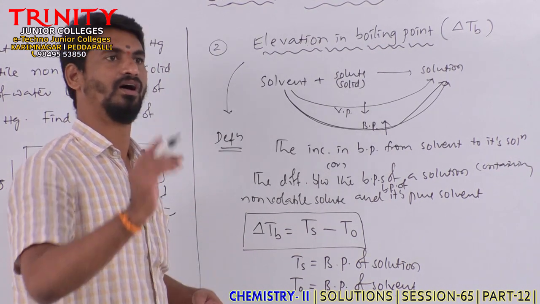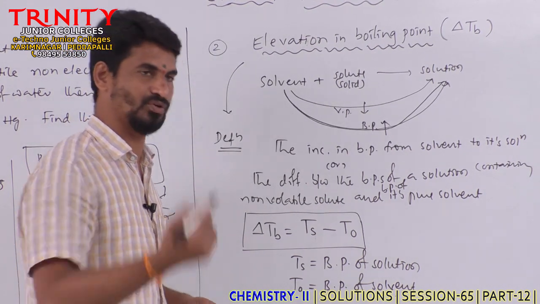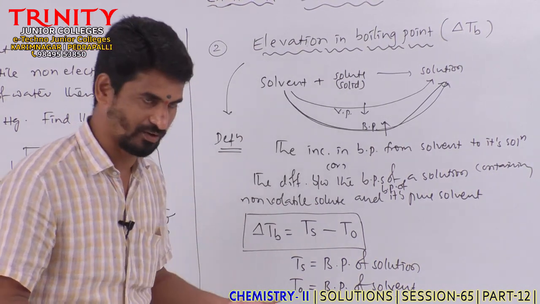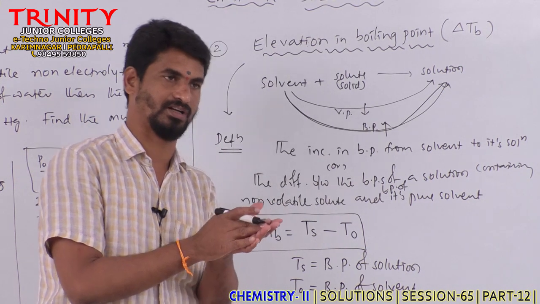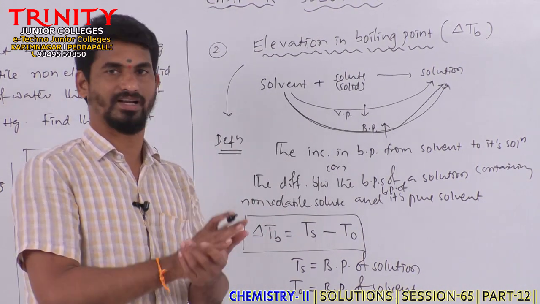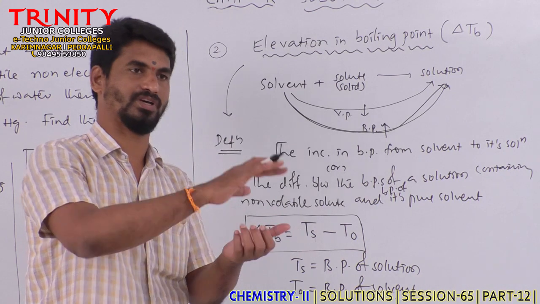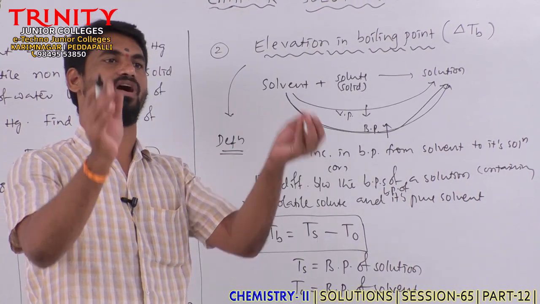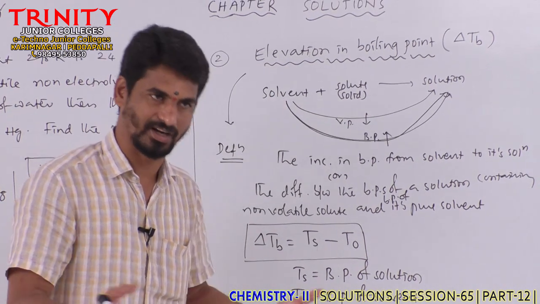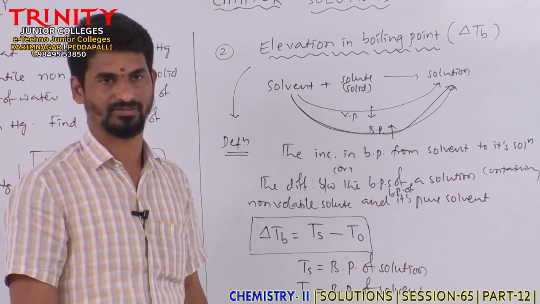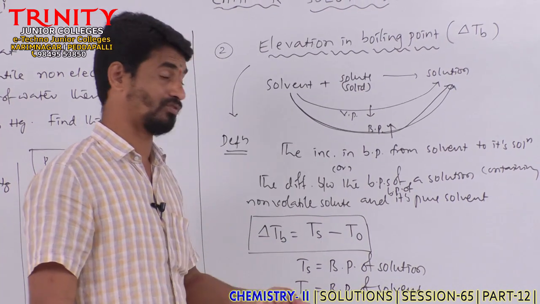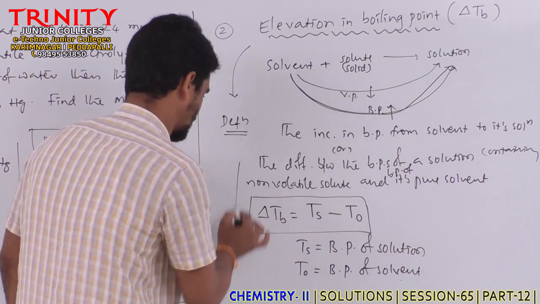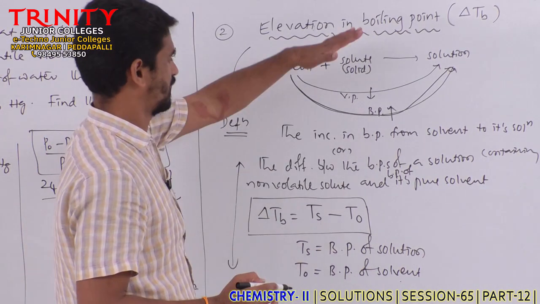Suppose we take aqueous solutions, the boiling points of all aqueous solutions will be greater than 100 degrees Celsius. Why? Because in an aqueous solution, the solvent is water. Water's boiling point is 100 degrees Celsius. Compared to the boiling point of the solvent, the boiling point of the solution is always more. So the boiling points of all aqueous solutions are greater than 100 degrees Celsius or 373 kelvins. Clear? Like that we can say for aqueous solutions containing non-volatile solute. That you have to remember. So this is regarding elevation in boiling point.